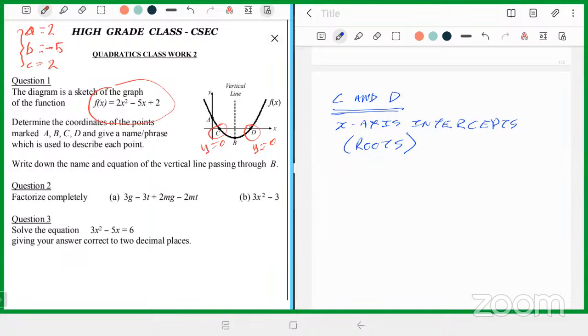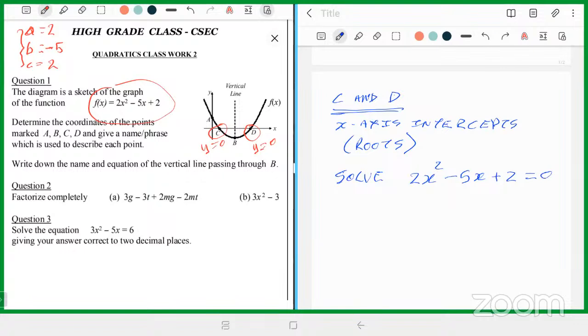So to find the roots, we're going to solve the equation which is associated with the function, which is 2x squared minus 5x plus 2 equals 0. So we are solving this equation now. That's a quadratic equation we need to solve.